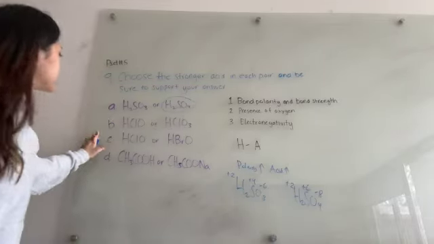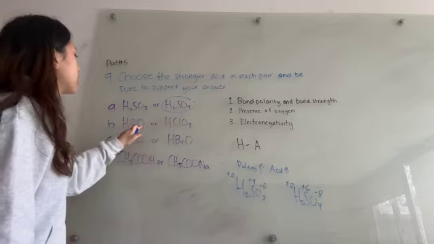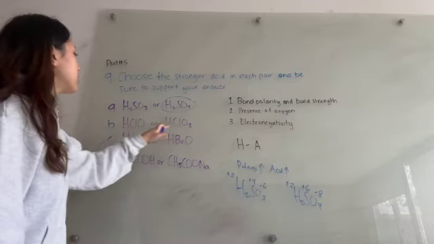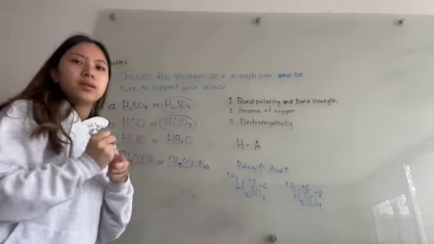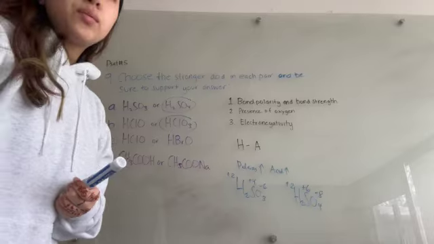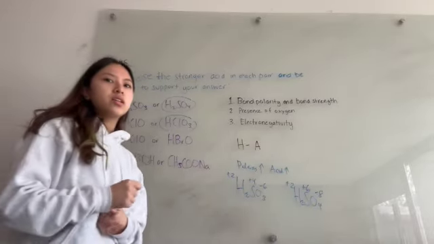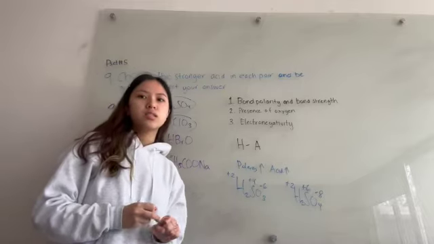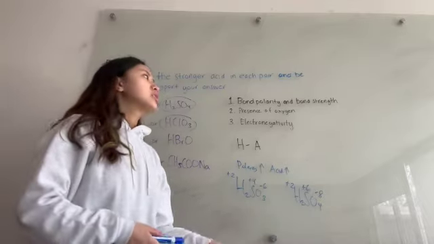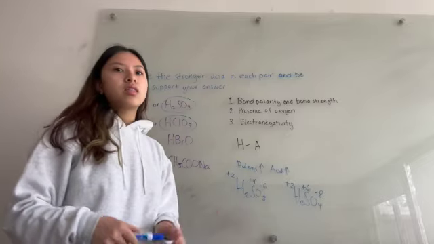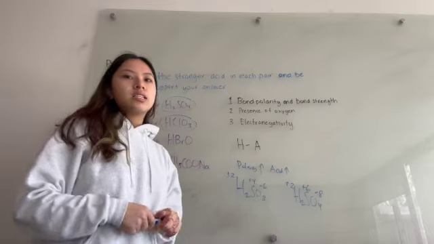And for B, we can say the same thing, where there are 3 more oxygens in HClO3 than HClO. So this is a stronger acid. Next, we can talk about electronegativity. So as electronegativity of the element increases, the element is able to pull more electrons away, which increases the polarity, making it easier to donate protons. And therefore, as electronegativity of an element increases, the acid strength increases.